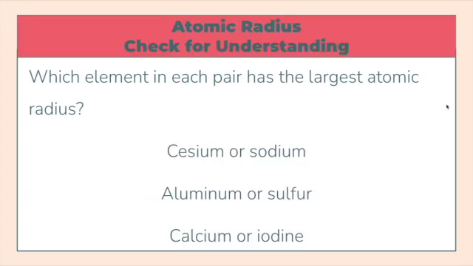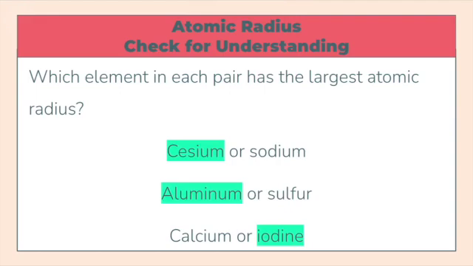I want you to pause the video here and, with your periodic table, figure out which element in each pair has the larger atomic radius, and I want you to practice explaining why. When you're done, hit play. I'll show you the answers, I'll discuss the explanations, and we'll move on to the next trend. So hit pause now.